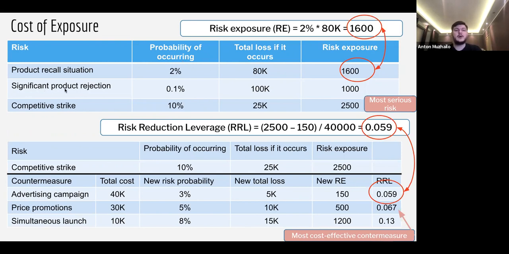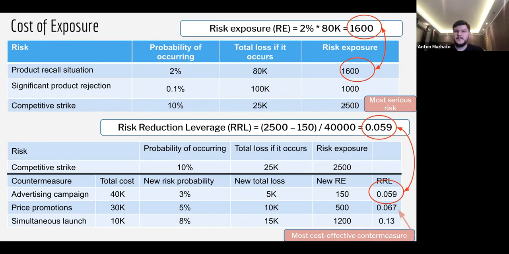There is another risk called significant product rejection. That means that people won't just buy our product for a variety of reasons. So there is a probability of occurring of only 0.1%, and total loss is 100K. So risk exposure will be 100 here. And there will be the competitive strike, when our competitors will also release something that might impact our release. So the probability is 10%. And total loss, if it occurs, is 25K. So we might lose 25K if our competitors come to strike. So the risk exposure will be 2,500 here.